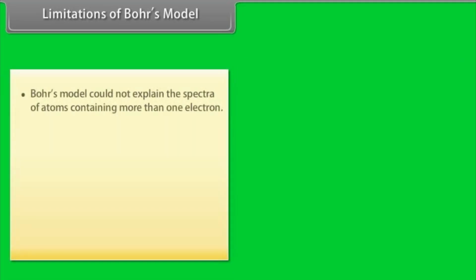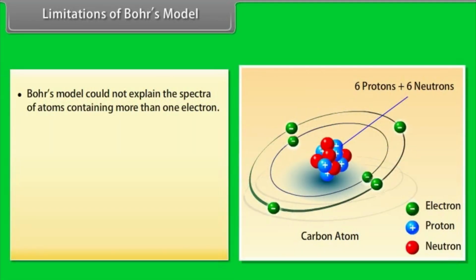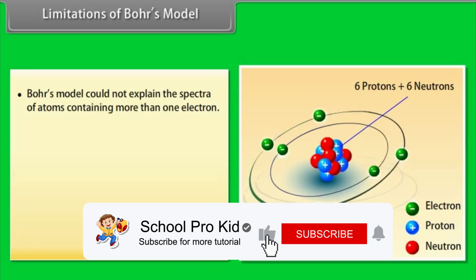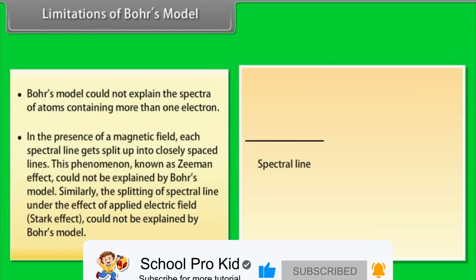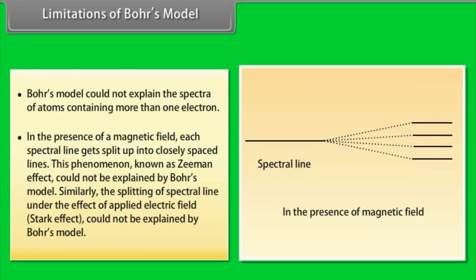Limitations of Bohr's model. Number 1. Bohr's model could not explain the spectra of atoms containing more than one electron. Number 2. In the presence of a magnetic field, each spectral line gets split up into closely spaced lines. This phenomenon, known as Zeeman effect, could not be explained by Bohr's model. Similarly, the splitting of spectral lines under the effect of an applied electric field, that is, Stark effect, could not be explained by Bohr's model.